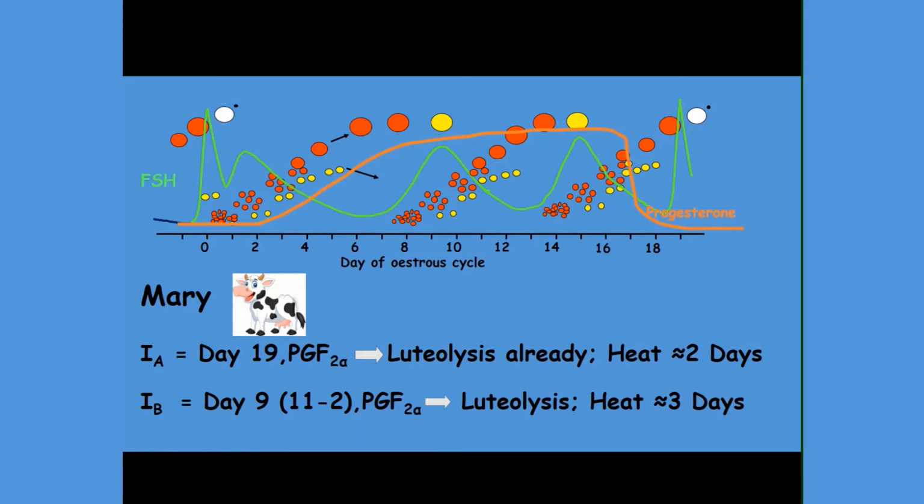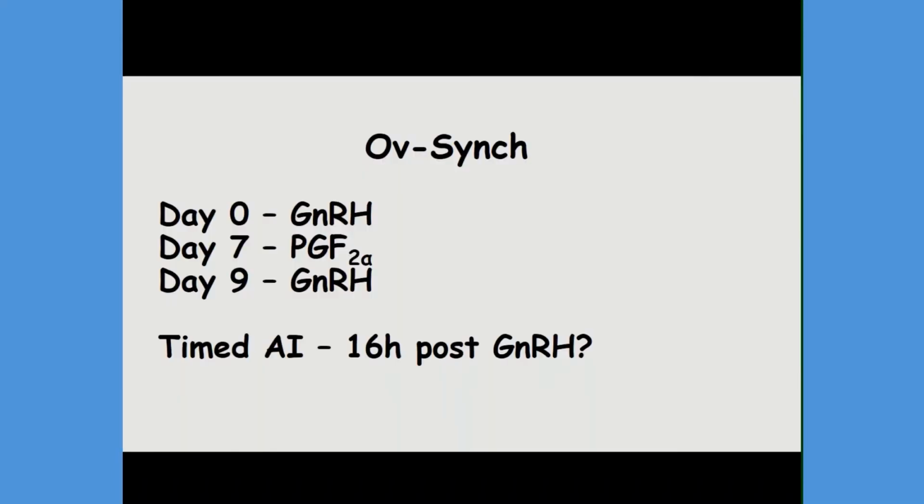Okay, so when we come at day 11, it's 9 days into the new cycle, 11 minus those 2 days. So again, we have a dominant follicle, we have a corpus luteum which is responsive, we give PGF2 alpha, and we have luteolysis, heat, ovulation in about 3 days. So as you can see, all of these animals will come into heat roughly around 3 to 4 days thereabouts, and they'll be synchronized to each other.